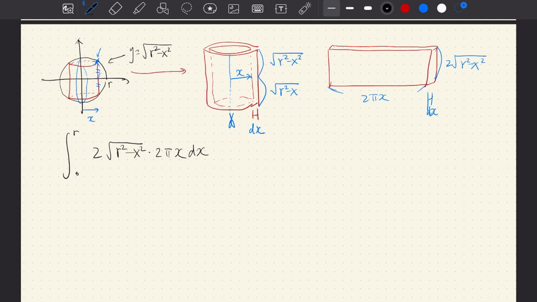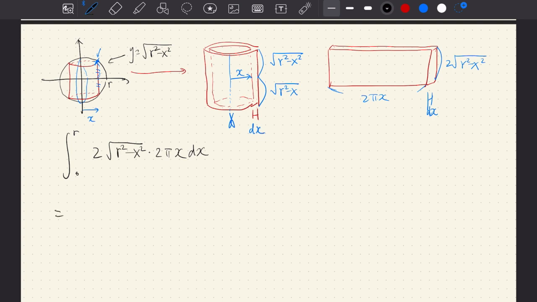We're not integrating from negative r to r because when x is 0, you have a very thin cylinder, and when x goes from 0 to r, these cylinders add up to the whole ball. So you do not need to let x be negative, because once you have added up x from 0 to r, you have finished adding up the volume of the ball. So we integrate from 0 to r. Now we have this definite integral.